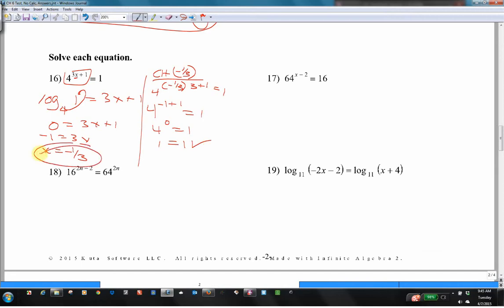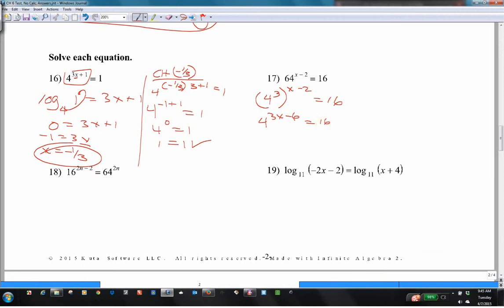Let's move to the next one. I'm going to change the 64 to a base 4 on this. So I've got 4 cubed to the x minus 2 power is equal to 16. Now the 3 is going to multiply by the entire x minus 2. So that's going to be 4 to the 3x minus 6 is equal to 16.